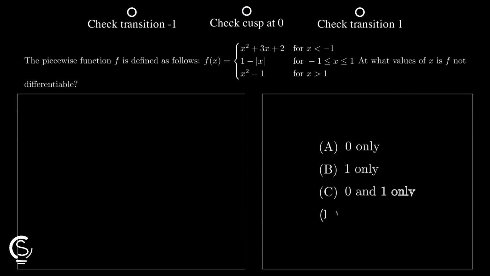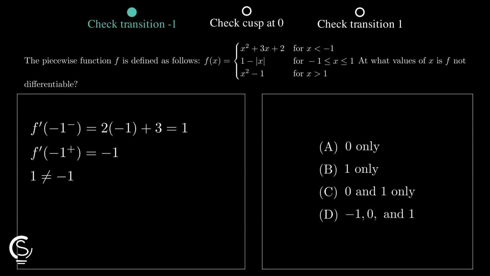First, check the transition at x equals -1. The left derivative is 1, while the right derivative is -1. Since they differ, it is not differentiable there. Boom!